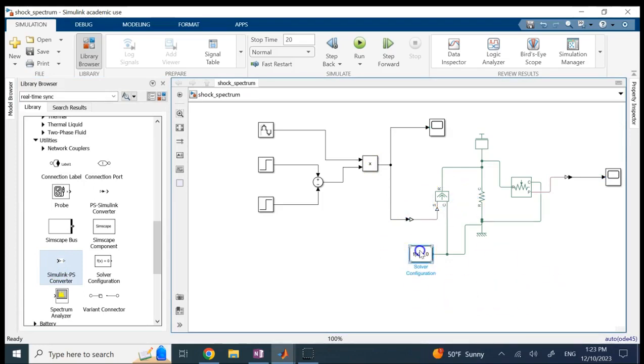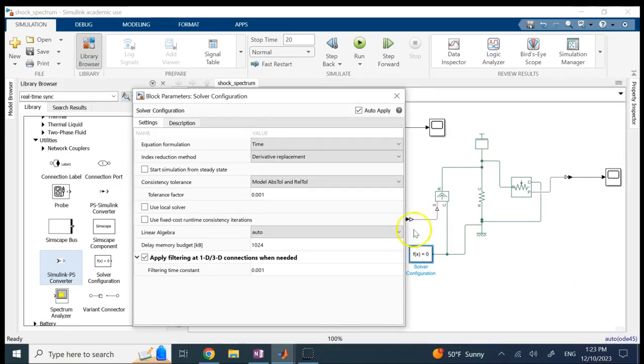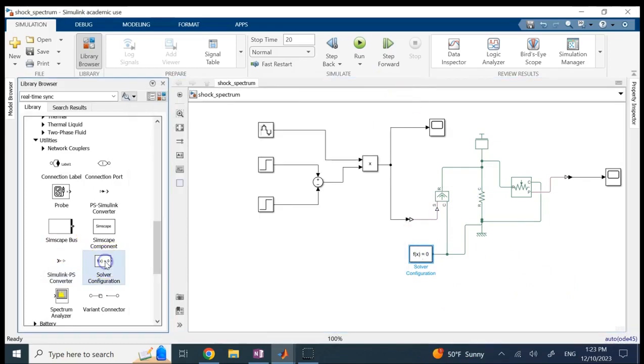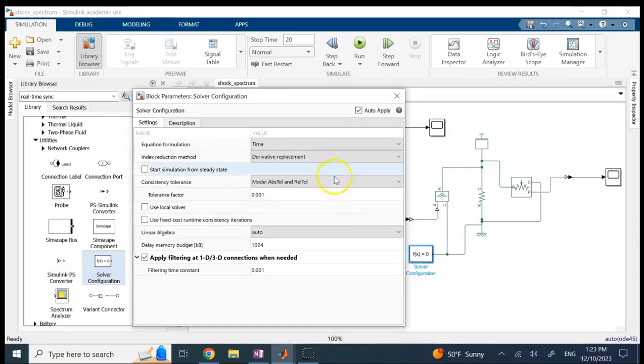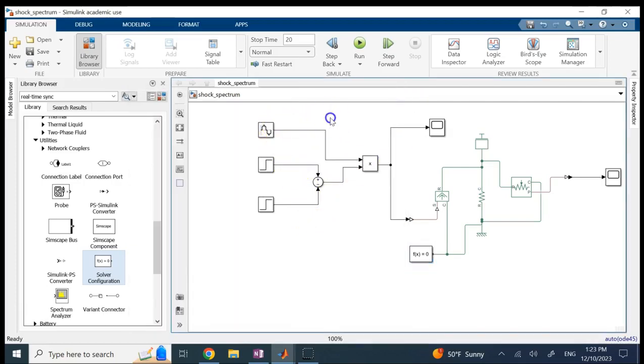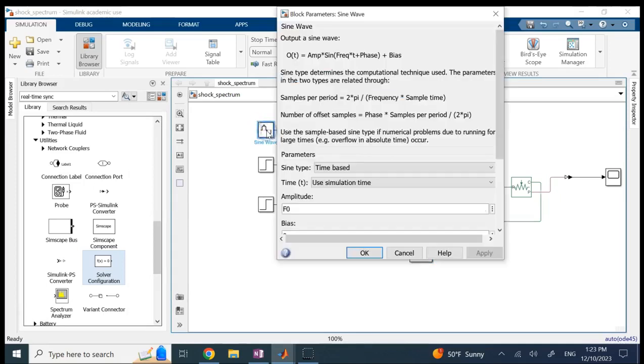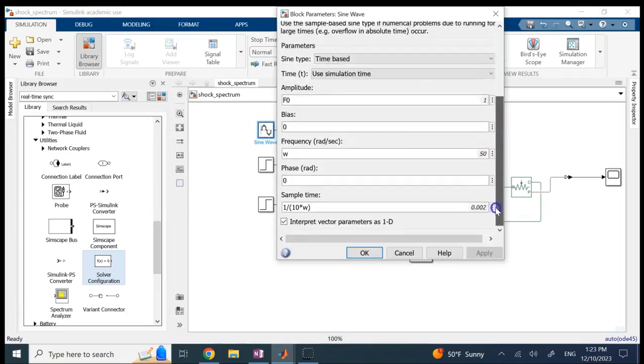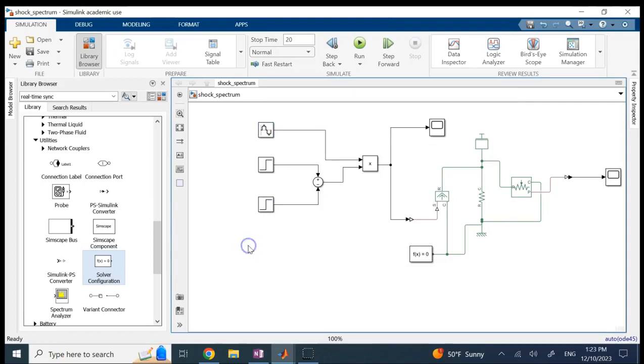Okay, you also always need this Solver Configuration block, which is also under the utilities. You connect it and you can basically set up some configurations for the numerical ODE solver. I typically don't change it unless I have a reason to. This is good. And the way I generated a half sine wave, I brought the sine wave here. For the magnitude of it, you see I plugged in f naught, the frequency of it is omega, and the sample time is 1 over 10 times omega.